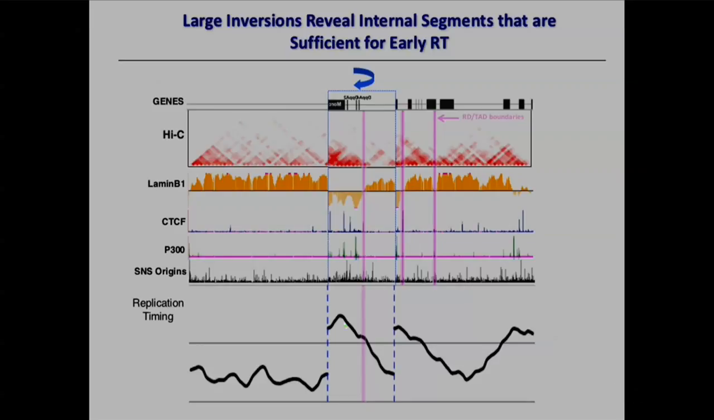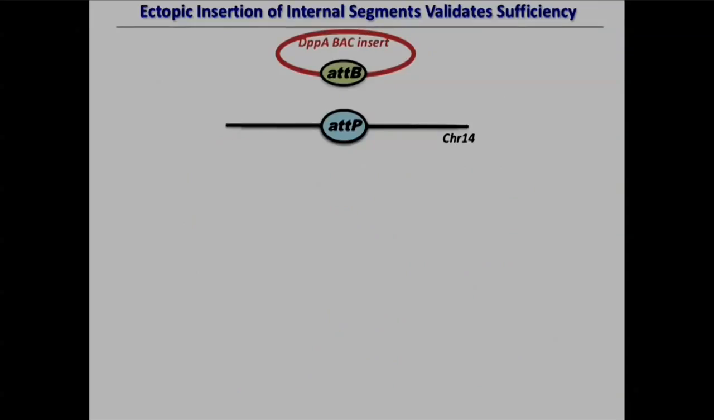If you were just going to flip the wild-type replication timing program, it looks like this. And it looks like this for the actual inversion. You can see that the internal DNA sequences of the DPPA domain are sufficient to maintain the early replication timing property without the right boundary. So to further test the sufficiency of those DNA segments, we adopted this system from bacteriophage.